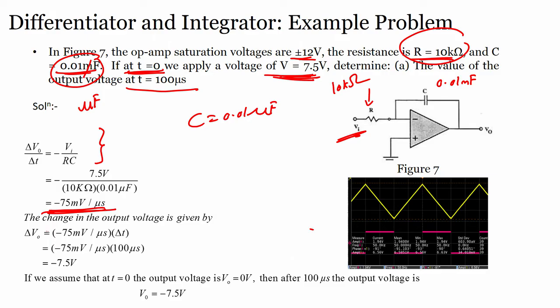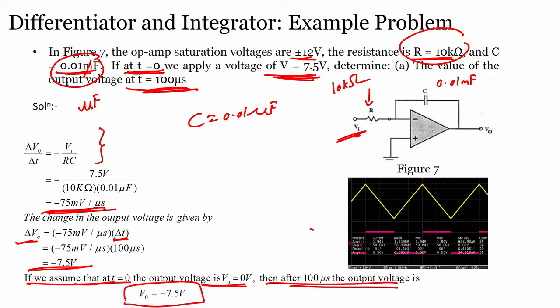The change in output voltage is given by delta VO equals minus 75 millivolts per microsecond into delta T. What is delta T? Delta T is the time, 100 microseconds. When I multiply this, delta VO is minus 7.5 volts. That means if we assume that at T equals 0 the output voltage VO equals 0, then after 100 microseconds the output voltage is VO equals minus 7.5 volts.